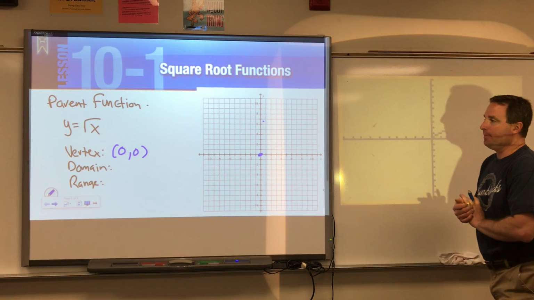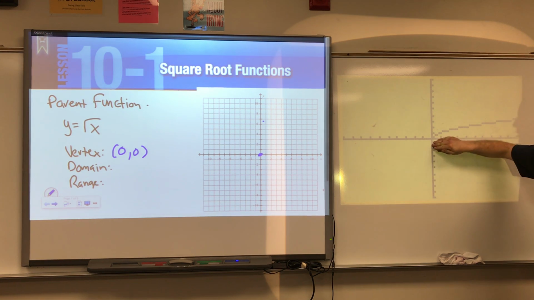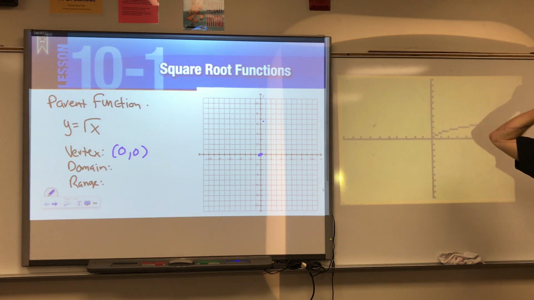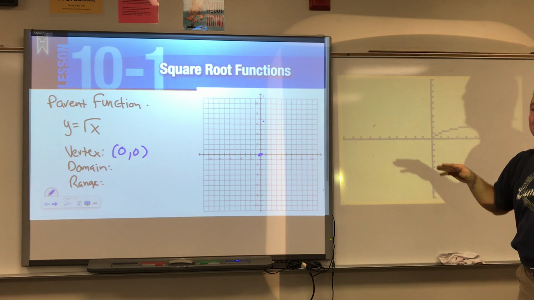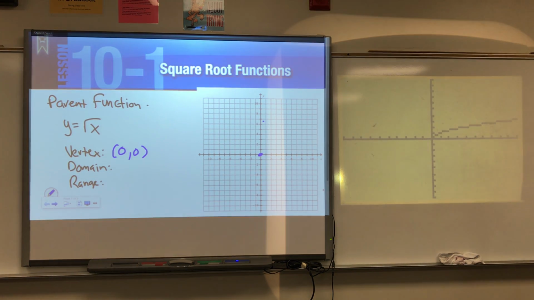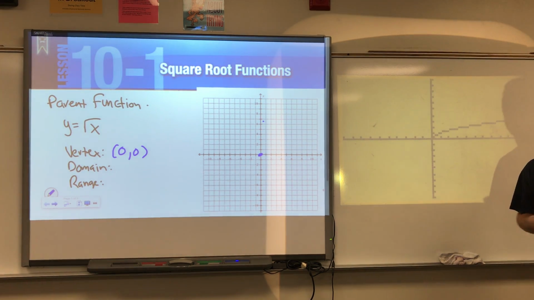Okay? And you notice it kind of arcs up and to the right. Well, when we graph these today, you're going to have to put points on this graph. And where do we get those points from? The same place we've always gotten them from. We get them from the table on our calculator.